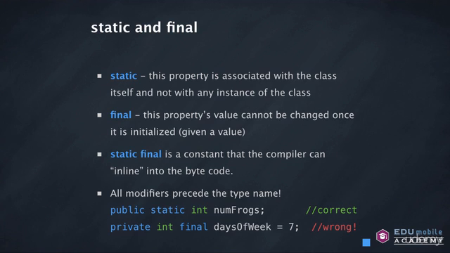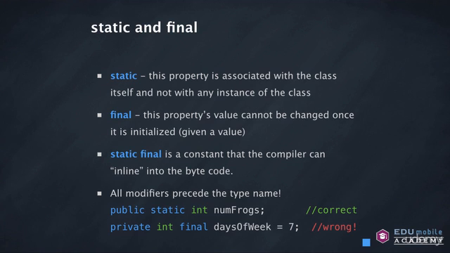A static property is associated with the idea of an object or the class itself, and not with any specific instance or object made out of that class. And we'll see examples of this as we go along. Final means that the property's value cannot be changed once it's initialized, once it's set. So final is a constant, let's say.